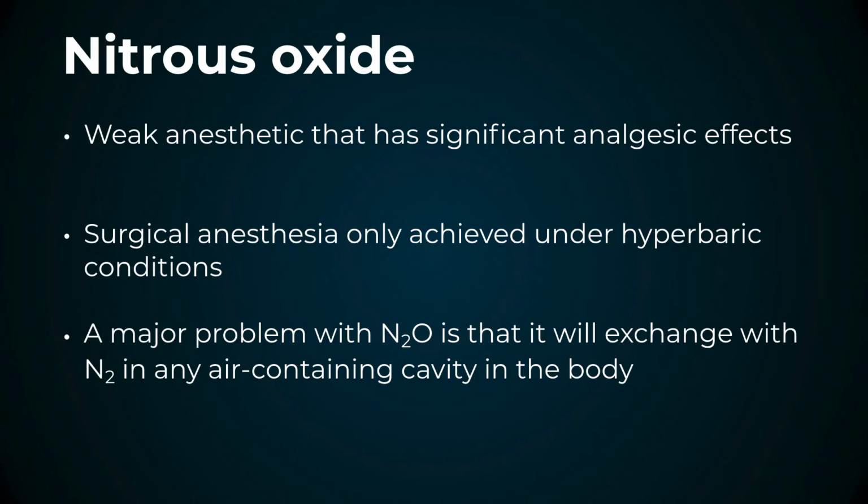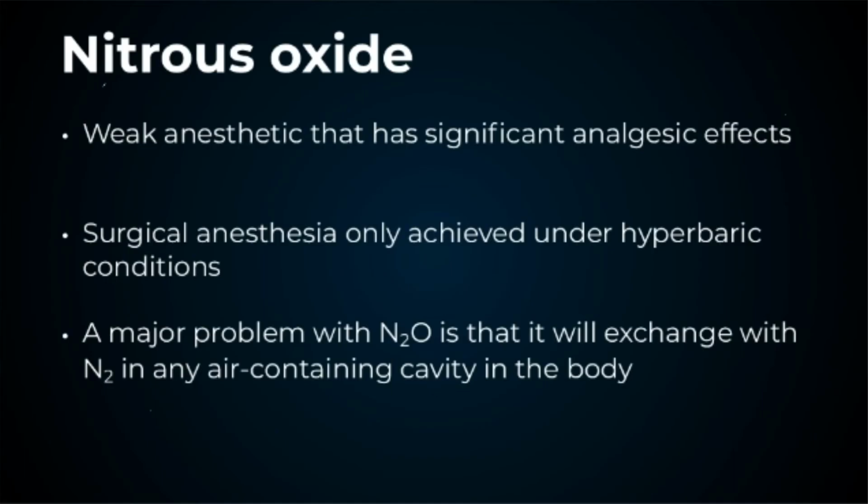So let's now proceed to the gaseous agents. The first is nitrous oxide. It's one of the oldest. Nitrous oxide is a weak anesthetic that has significant analgesic effects. Surgical anesthesia is only achieved under hyperbaric conditions. A major problem with nitrous oxide is that it will exchange with N2 in any air-containing cavity in the body. So this increases the volume or pressure in the cavity that it escaped from.